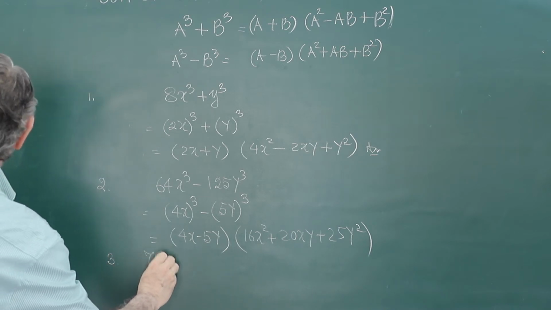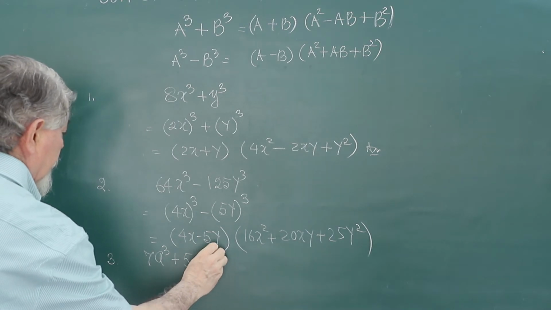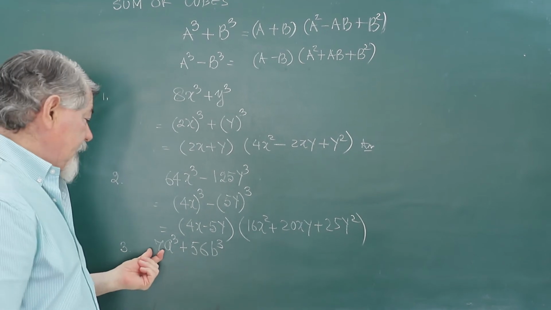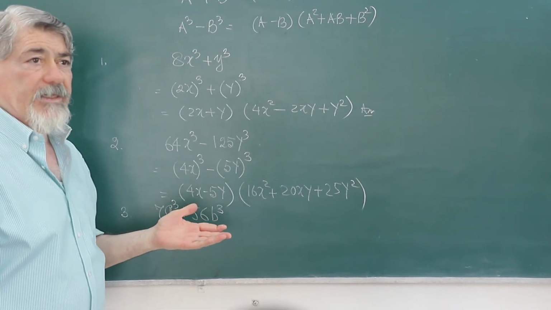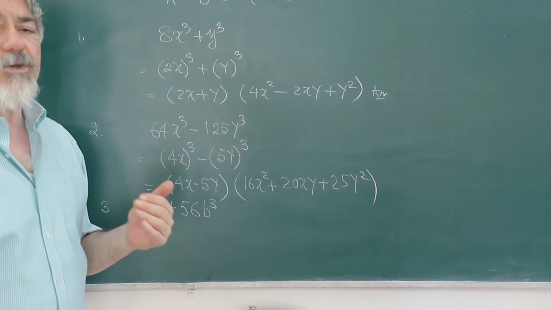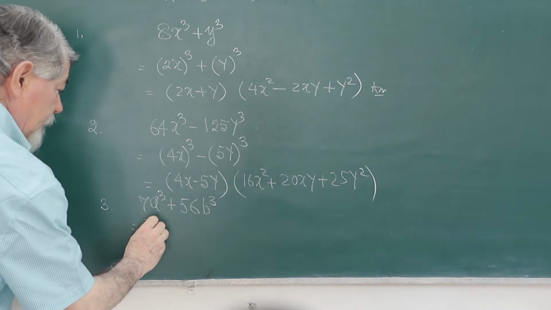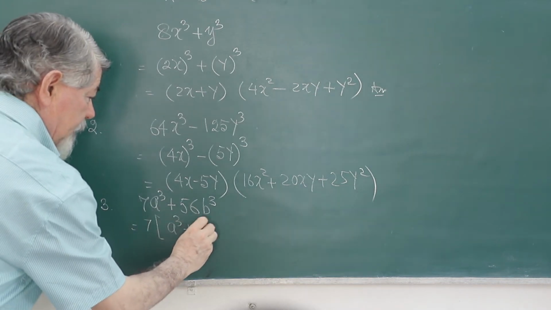7a cube plus 56b cube. Now a cube plus b cube I can see, but 7 is not a perfect cube. So the first thing I told you in factors is to take common whatever you can take common. I can see 7 is common because 7 8s are 56, 8b cube.